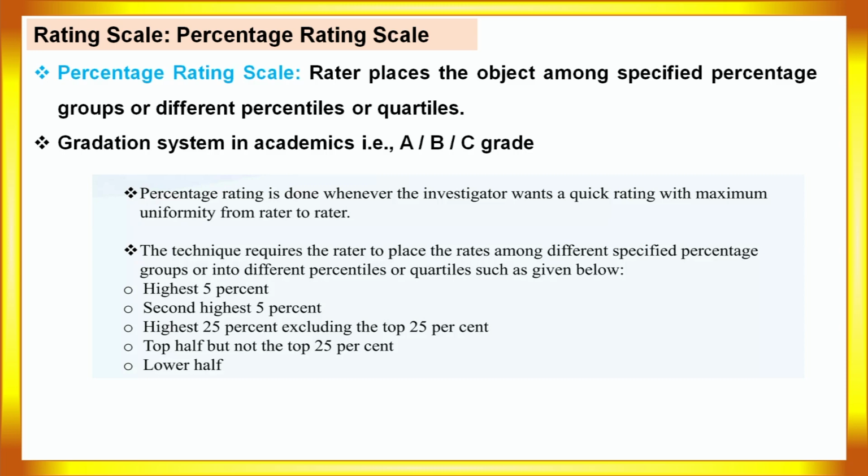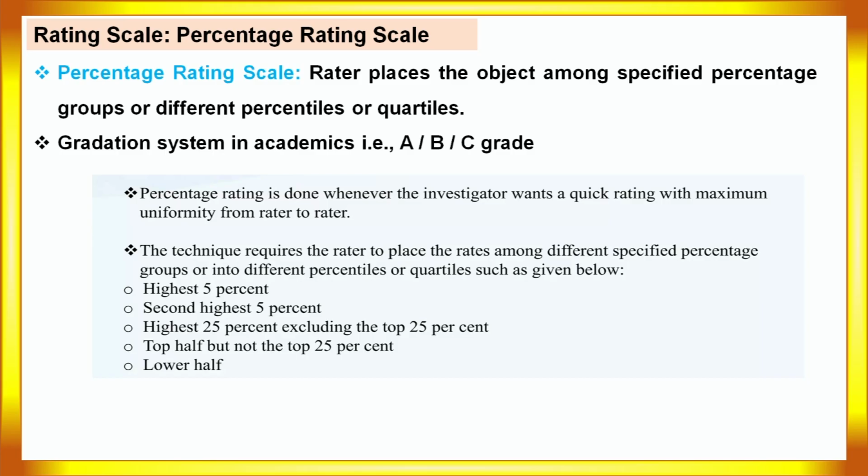In the percentage rating scale, the continuum is basically made up of percentages, or specified percentage groups. It may be percentile or quartile. One of the most common examples of the percentage rating scale is the academic gradation system. I think as students, all of you know about it. If a student secures more than 80% of the marks, he generally gets a rating of A. If it is 60 to 79%, then it is a rating of B. So, this is an example where a particular percentage category, from this percentage to this percentage, is included into one particular category of the rating scale.